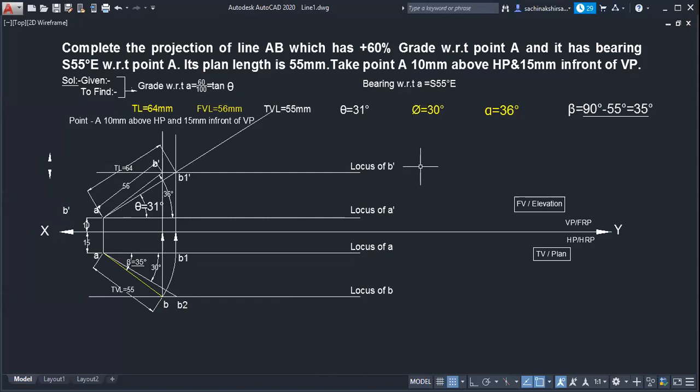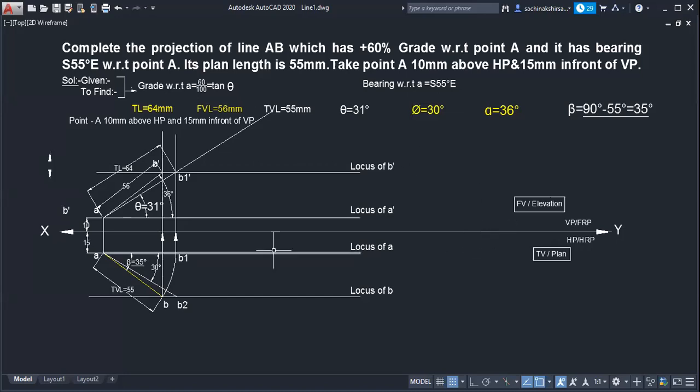So very simple problem, the simplest problem. We can say it is a revision type of problem. Only what is the difference? The angles theta and beta are given in terms of what? Grade and bearing. It is the simplest problem, I will say. So you can take a screenshot.